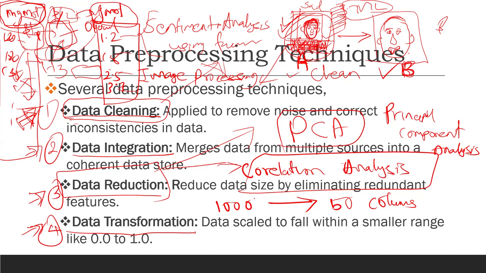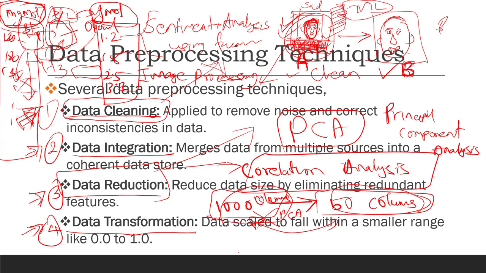The important thing here: you have 1,000 columns, and here 50 columns. If you apply principal component analysis, the behavior of this data will not change. The same behavior included in the 1,000 columns is included in the 50 columns. That is the functionality of PCA.